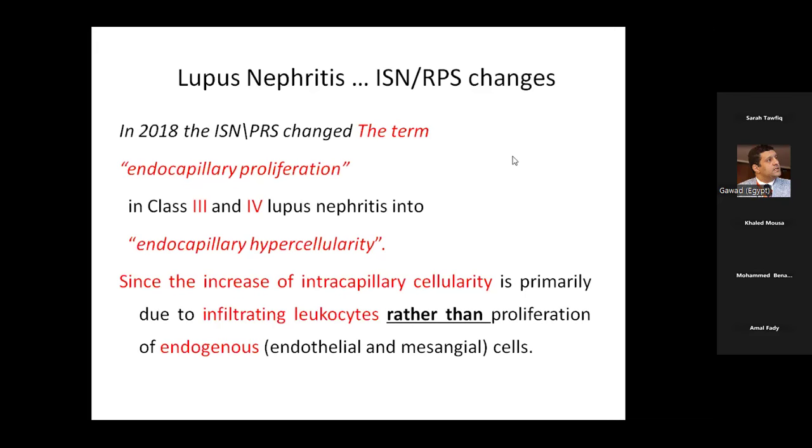What's the difference? The difference is that the increase in the intracapillary cellularity is primarily due to infiltrating leukocytes that we call the intruders, rather than proliferation of endogenous cells, which are the endothelium and the mesangial cells, the same compartment as we said. So they changed the terminology from proliferation, which means the resident cells increase in number, into hypercellularity. So we should have intruders.